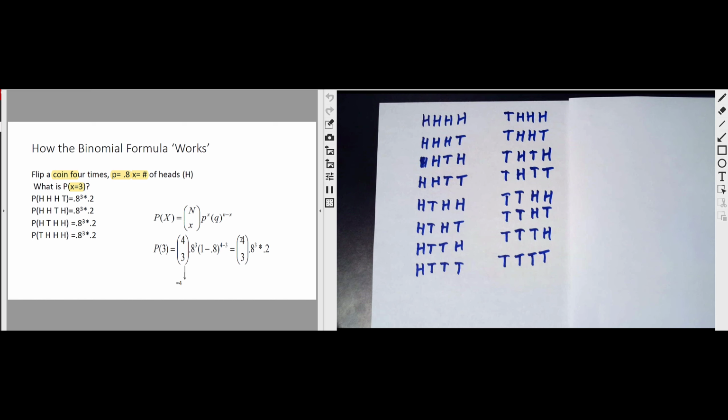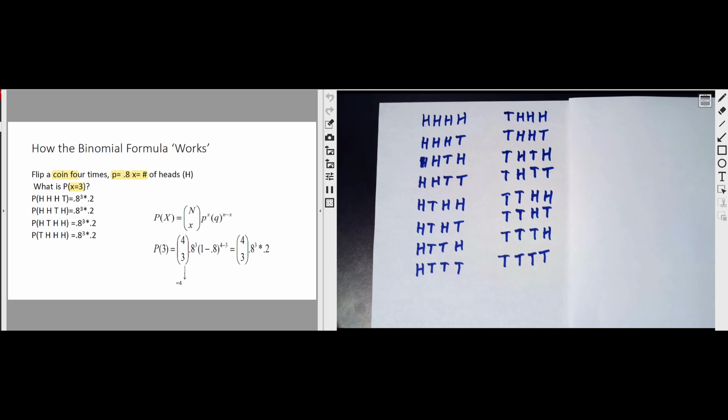We're making 4 tosses. In order to get 3 successes, the probability of that is going to be the probability of a success cubed times the probability of a failure. If we relate that back to the original formula, N is 4, X is 3. We have probability of success cubed and probability of failure to the 4 minus 3 is 1 power.